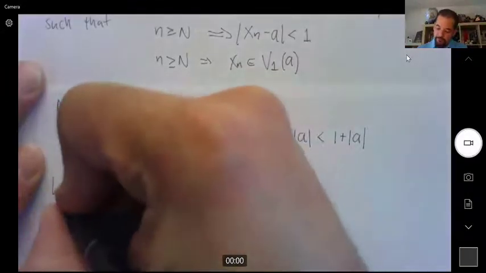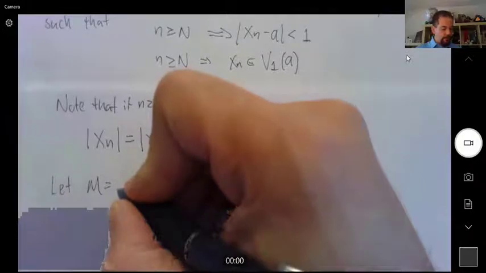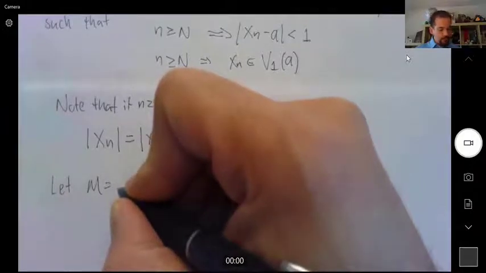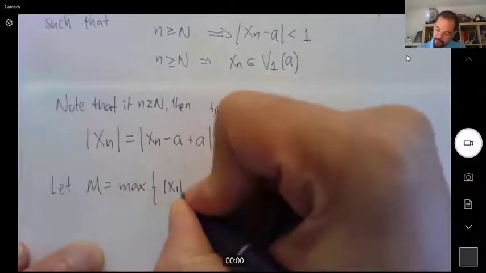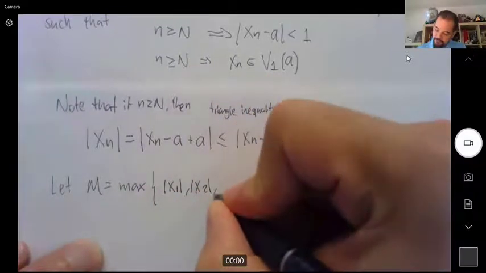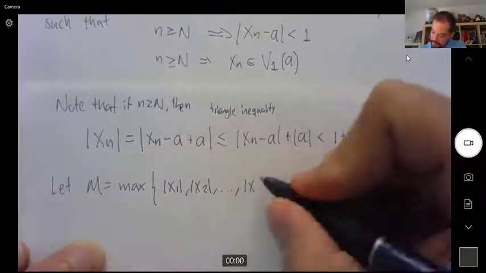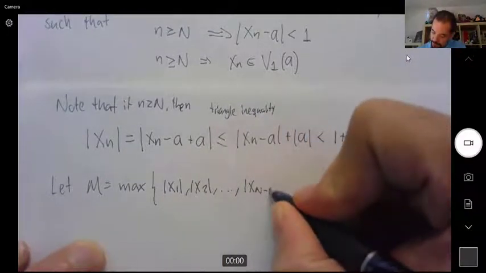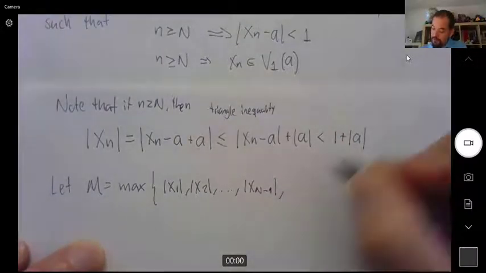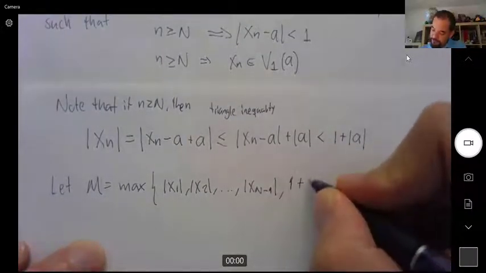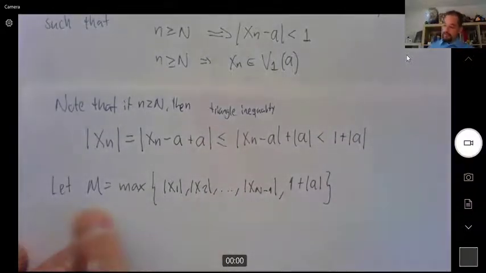So let M be the largest. We're going to pick the maximum of the following numbers: absolute value of x1, absolute value of x2, all the way to absolute value of x capital N minus 1. Those are the possible renegades. And then I'm going to add this number, 1 plus capital A. And then I claim this capital M works.